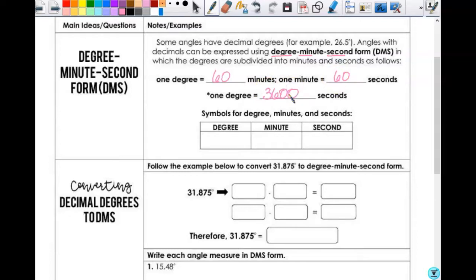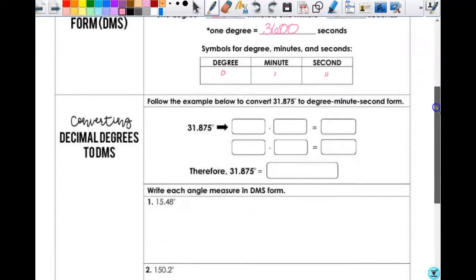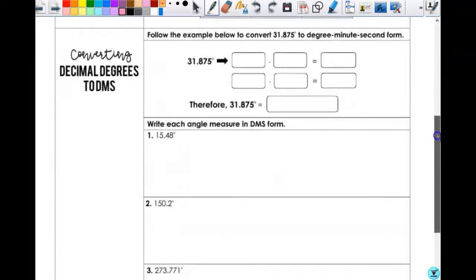So our symbols for degrees, minutes, and seconds. Degrees, well, you know what the degree sign looks like. Minute is an apostrophe. Second is a quote. Another use of these two notations is feet and inches, but this is not feet and inches. This is degrees, minutes, seconds. Okay, so let's look at how we're going to convert decimals to degrees, minutes, seconds.